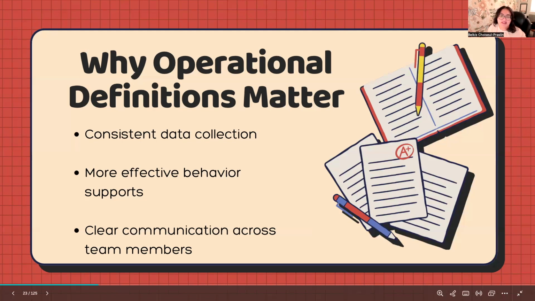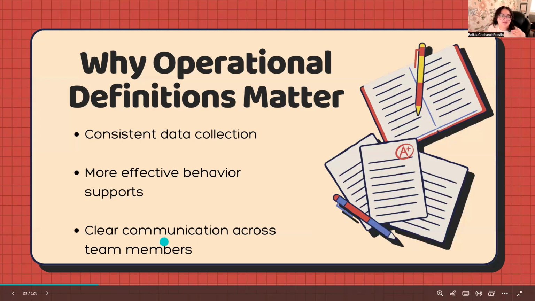So we can only match the support to the function if we're clear on what the behavior actually looks like as well. The definition gives us the what, the function gives us the why, and together they help guide us on the how we're going to deal with this, fix it, support it.